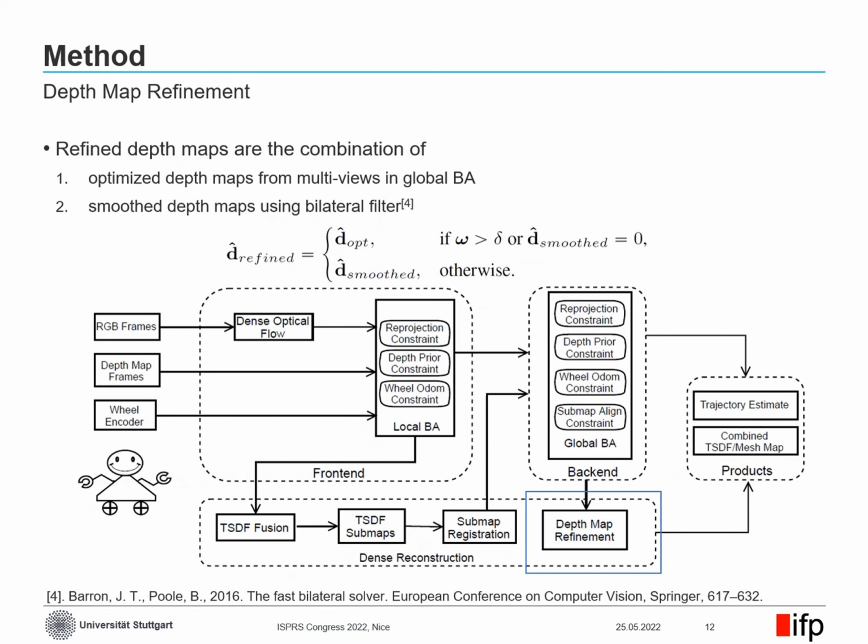Before the final combined map is constructed, a depth map refinement step is performed. Refined depth maps are the combination of, on the one hand, optimized depth maps for multi-views in global bundle adjustment, and on the other hand, smoothed depth maps using a bilateral filter. Depending on the confidence, if the confidence is high for the optimized depth maps, or the smoothed depths are missing, the optimized depths are taken. Otherwise, the smoothed depth values are used for the refinement.